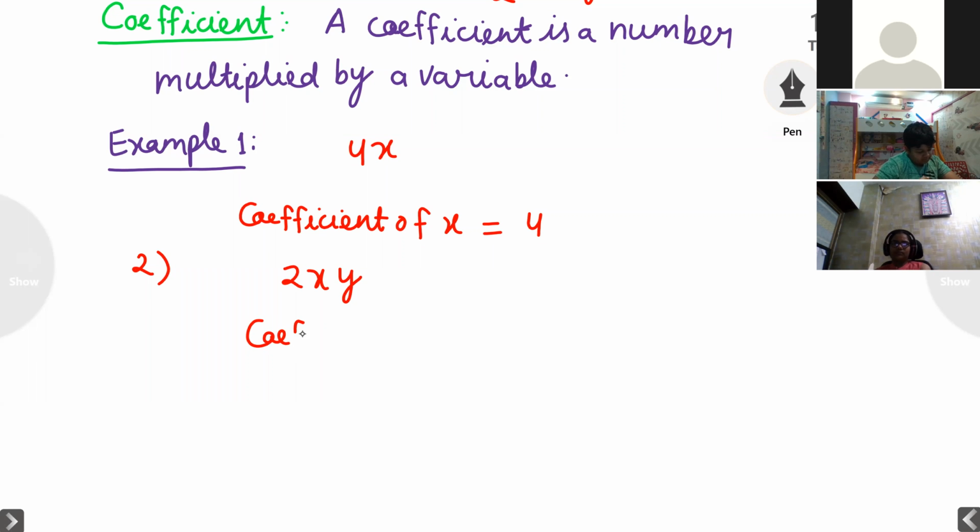Second example, if I am writing here 2xy, I am asking: find the coefficient of y. Except y, the remaining is the coefficient. y I am hiding. What is remaining? 2x.